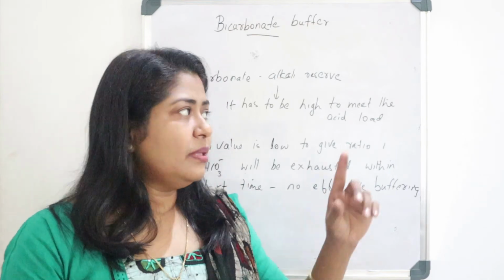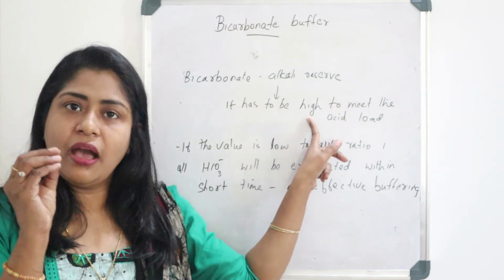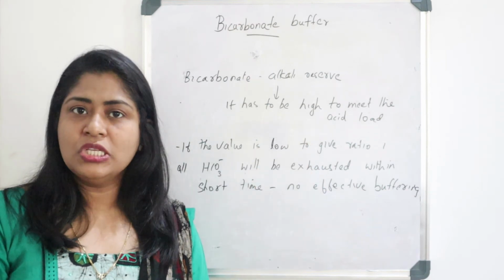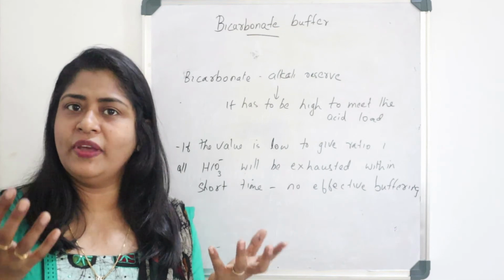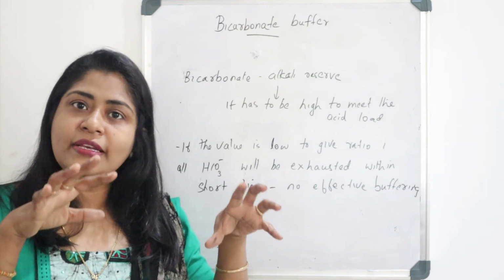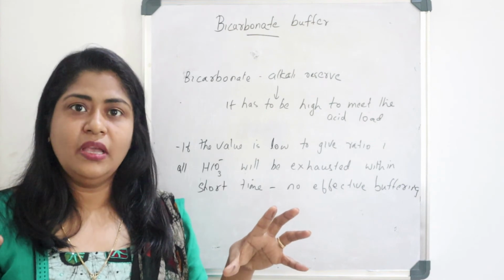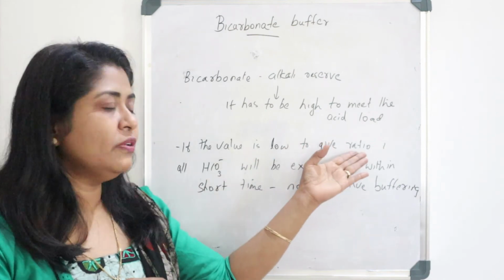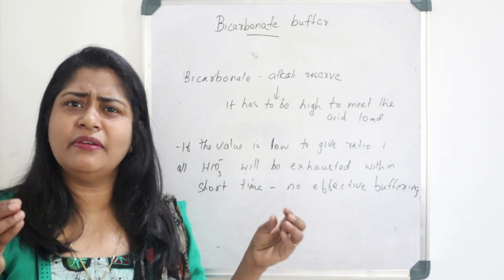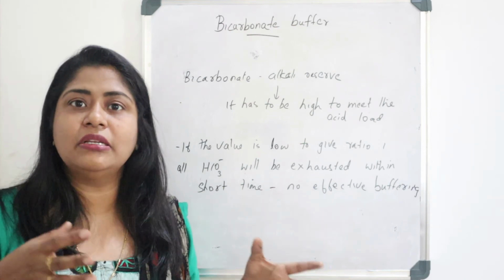So why? Because here the bicarbonate is said to be the alkali reserve, and its value must be sufficiently high to meet the acid load produced in our body by normal metabolism. During metabolism, the alkali produced is very negligible, but the acid load is produced. So in order to buffer all these acids, the bicarbonate must be in sufficient concentration. Otherwise, if the ratio were 1, all the bicarbonate would be exhausted within a very short time, and there would not be enough bicarbonate to buffer all the acid load produced.